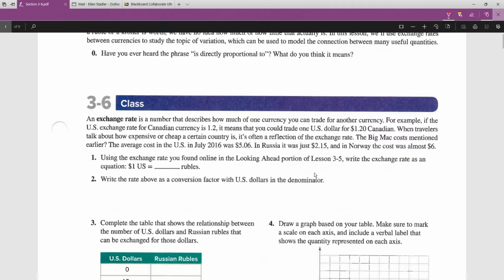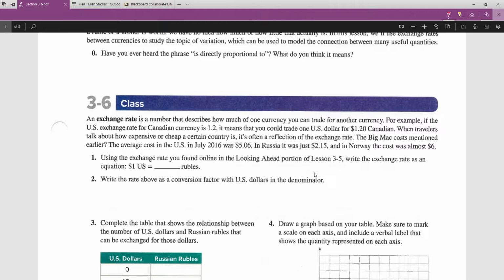An exchange rate is a number that describes how much of one currency you can trade for another currency. For example, if the U.S. exchange rate for Canadian currency is 1.2, it means that you could trade $1 US for $1.20 Canadian. When travelers talk about how expensive or how cheap a certain country is, it's often a reflection of the exchange rate.